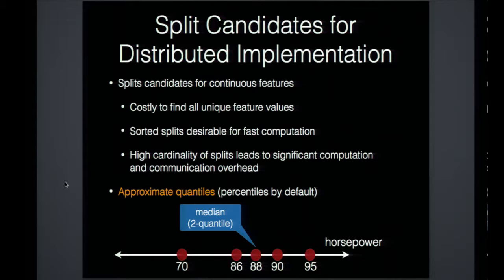So instead of using all unique feature values, we use approximate quantiles. And this is a standard trade-off that is done to gain improvements in performance without significant loss in accuracy. This is also cited in the Planet paper.